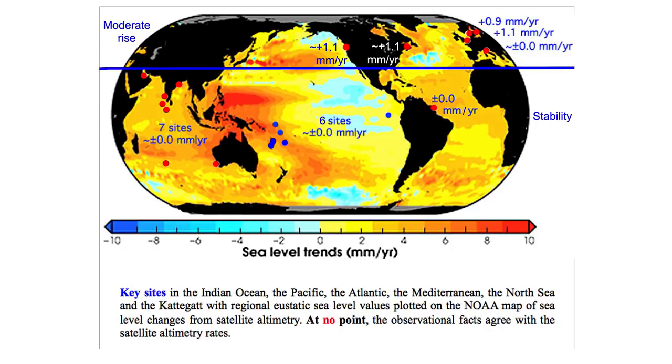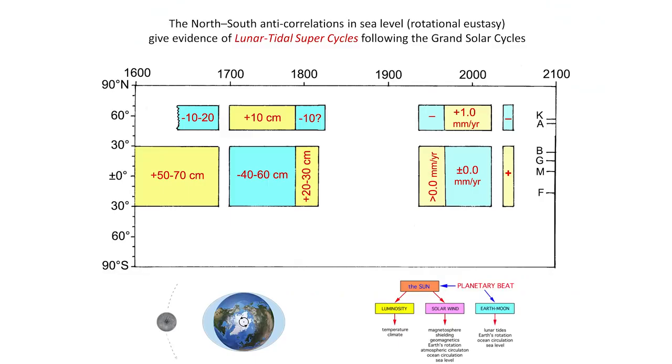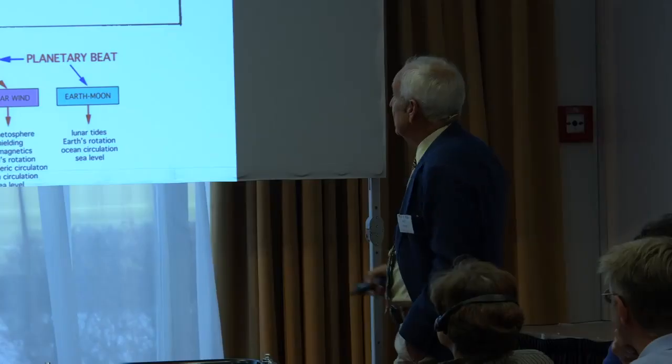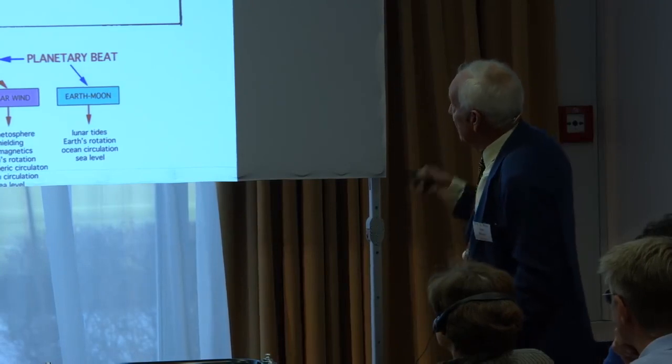And then, how could this be? You go back, there must be some sort of lunar tidal super cycles. Okay, we are here, and maybe in the future, we come here when we go into a new grand solar minimum. And this was the case here. You can see even 50, 70 high here. So these changes are real.